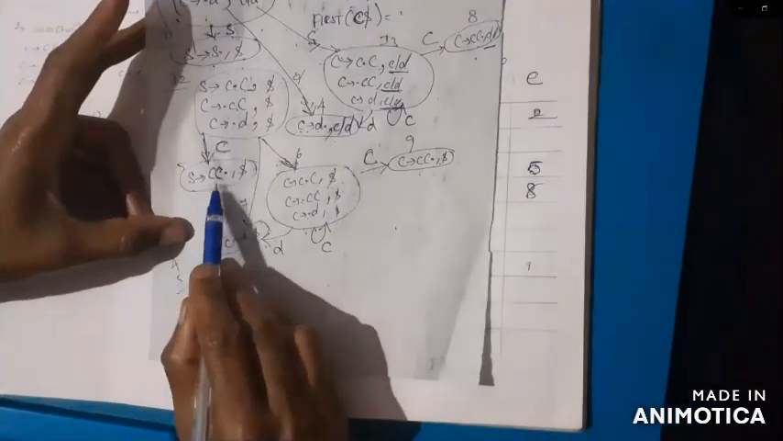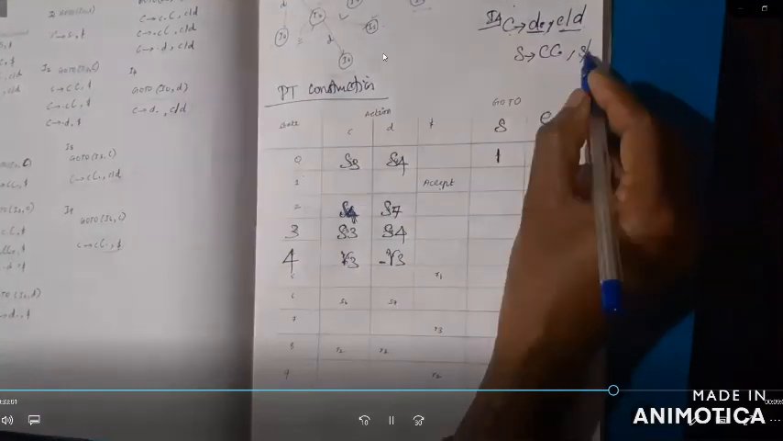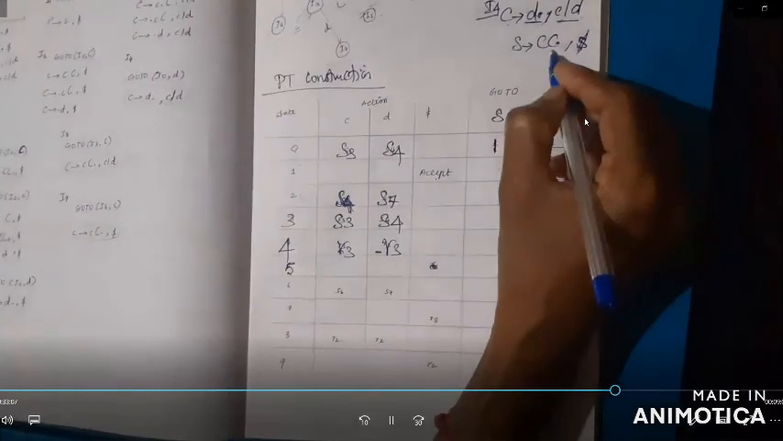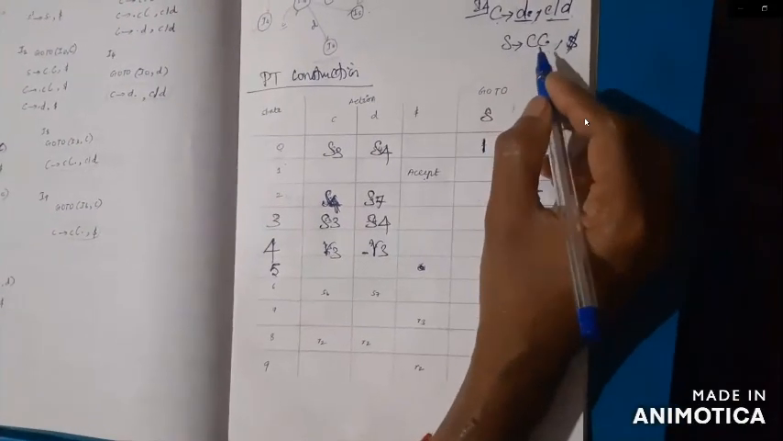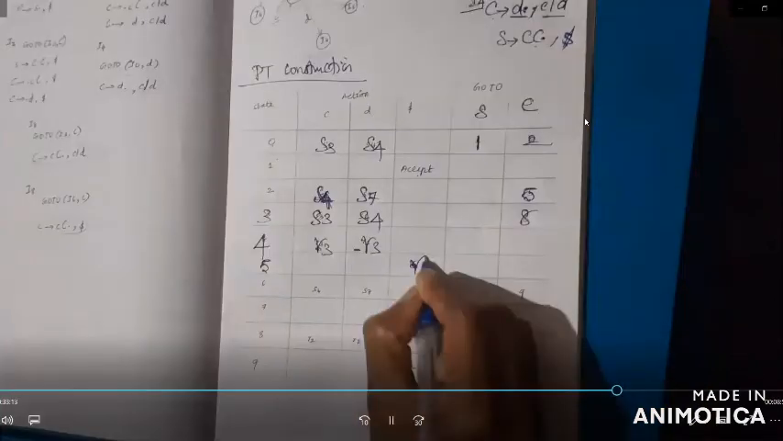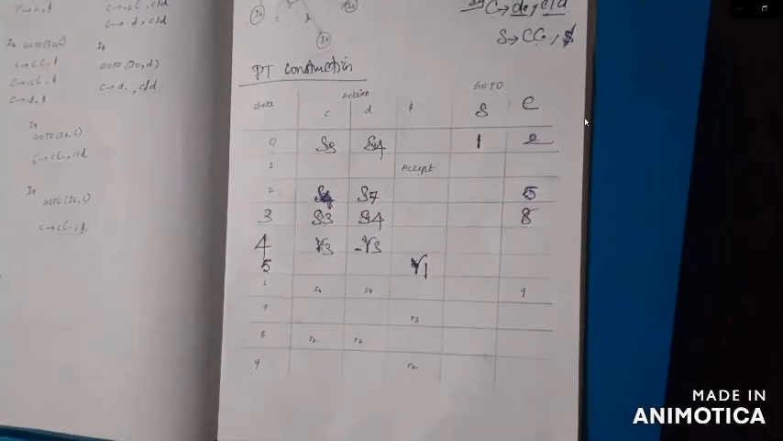Go for the fifth state. C tends to CC dot, comma, dollar. So the production will be ended. So in the fifth state, for the dollar symbol, you have to write which one? S tends to CC dot is which grammar? This is the first grammar. So you have to write R1. Clear? Then go for the sixth state.